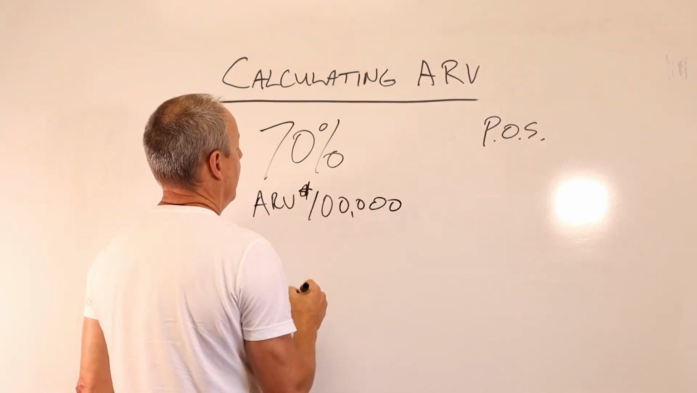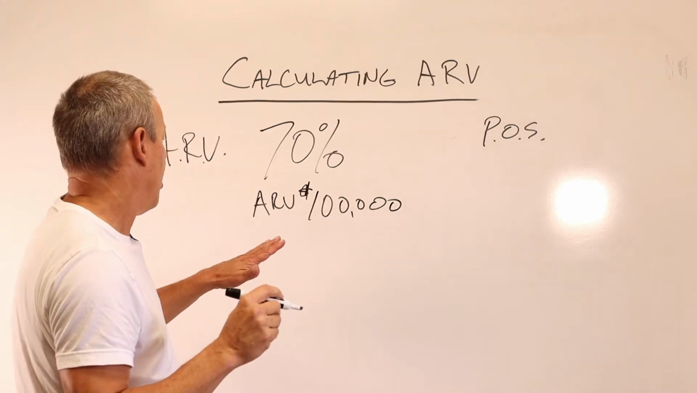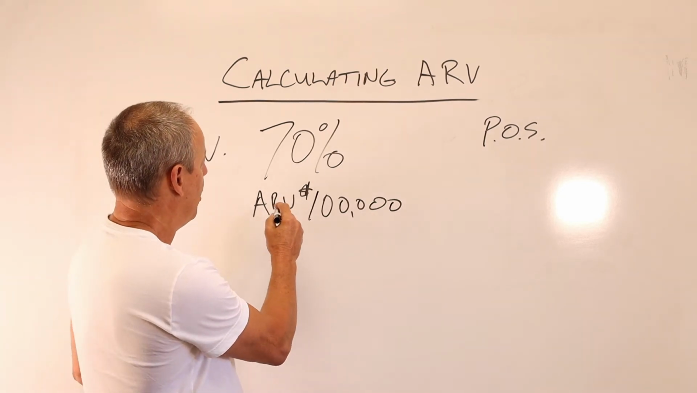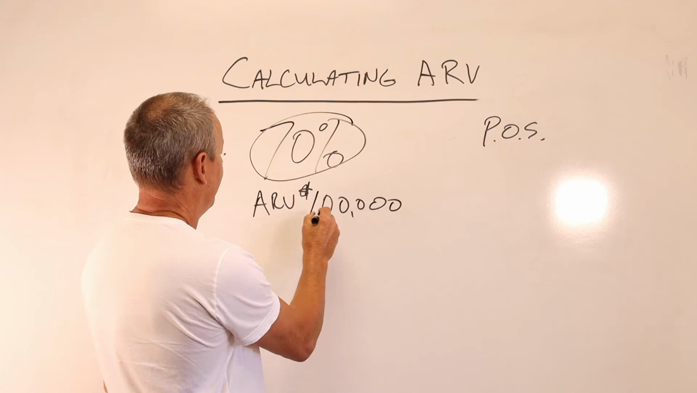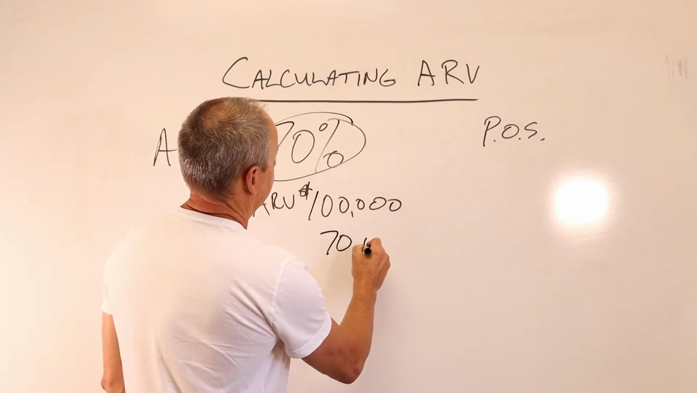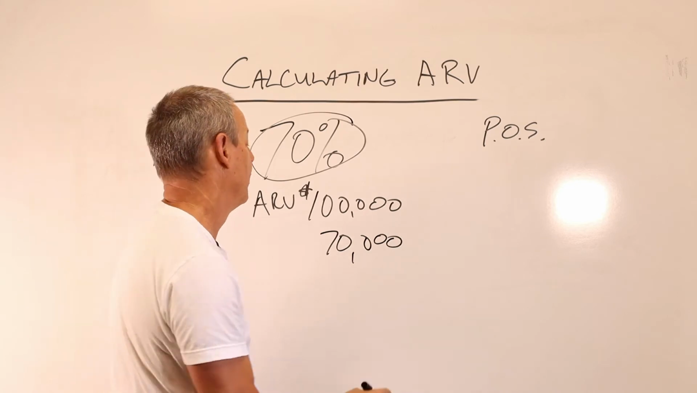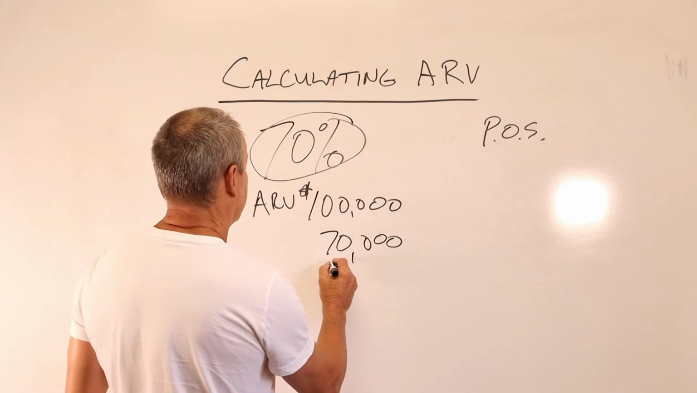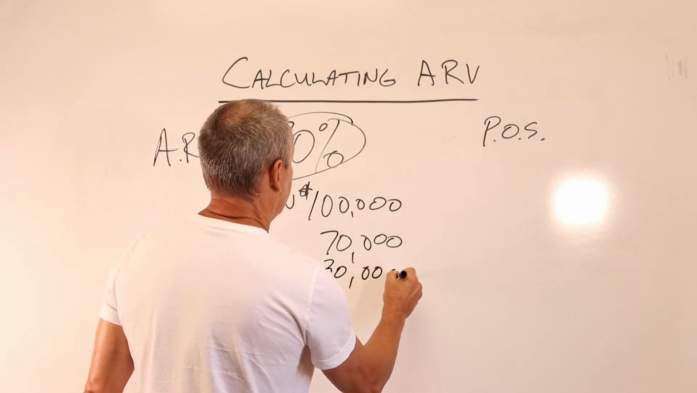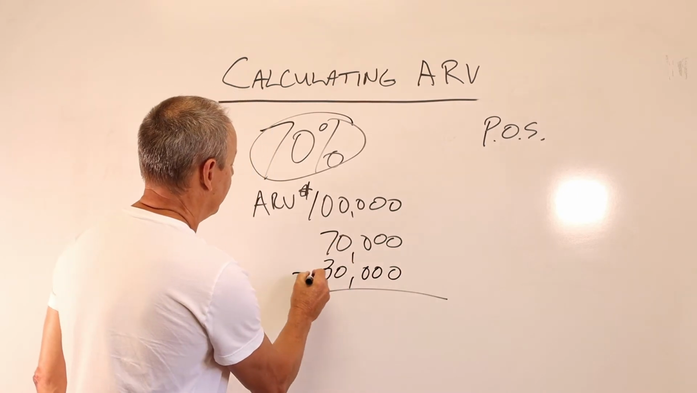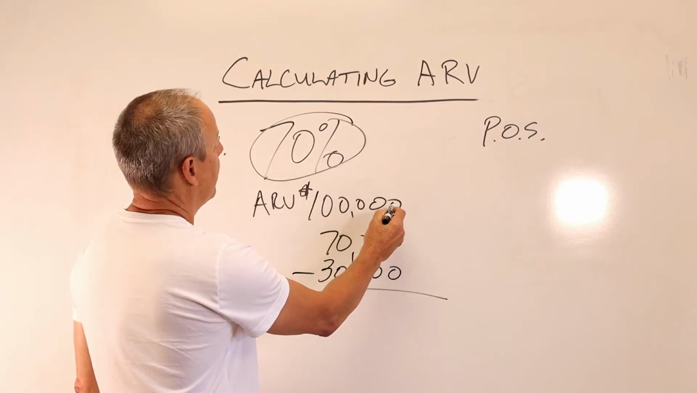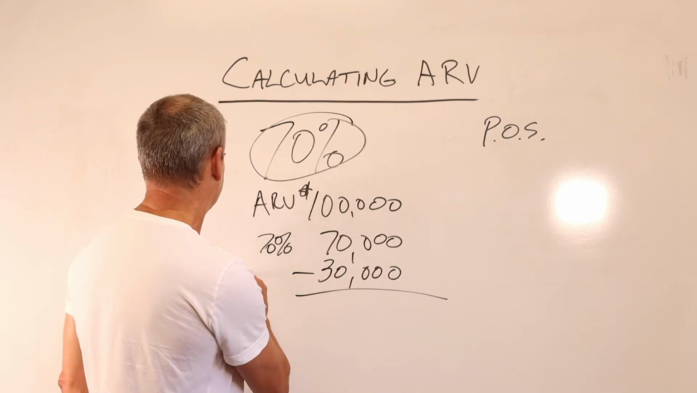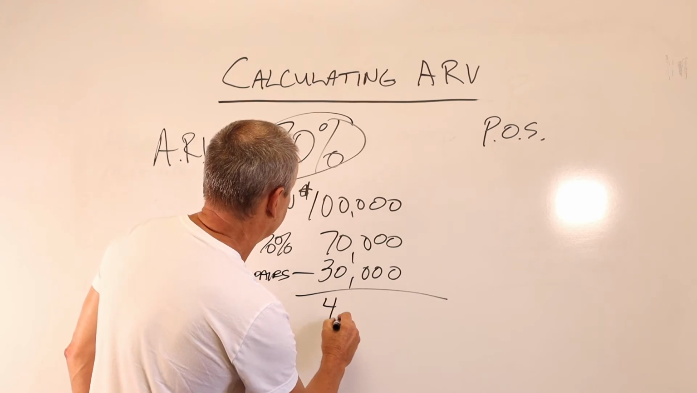All right? And we know that our repairs are going to be $30,000. So right away, we know 70% of $100,000 is going to be what? $70,000. We're making this easy, right? So $70,000. And we know our repairs are going to be $30,000. Okay, so we're going to have $30,000 in repairs. So it's 70 minus 30, because we've got a $100,000 ARV, 70% rule says it's worth that $70,000 minus $30,000 for repairs. That equals $40,000, right?